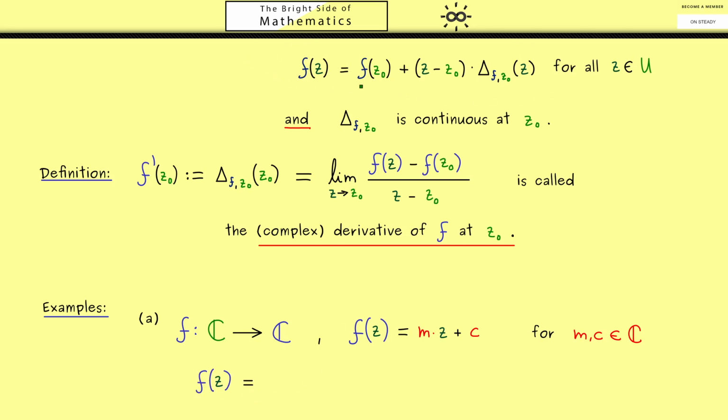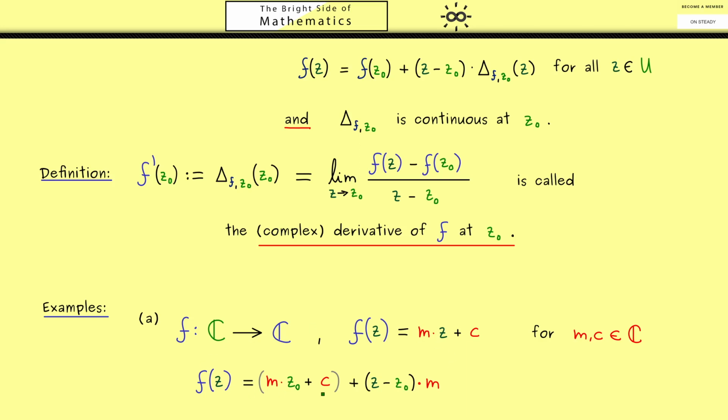Hence first, we need f of z0, which is not so complicated because it's simply m times z0 plus c. And then we want to add z minus z0 times something. Now of course, this something we now can figure out. What we want to get in the end here is m times z plus c. The c we've already got, so we have to get rid of this term here. Of course, this is no problem for us because we can multiply this term by m. Then z0 times m will cancel out and the only thing that remains is z times m.